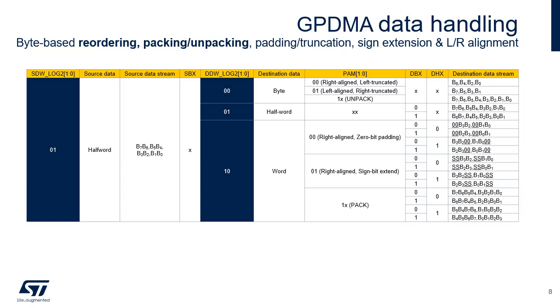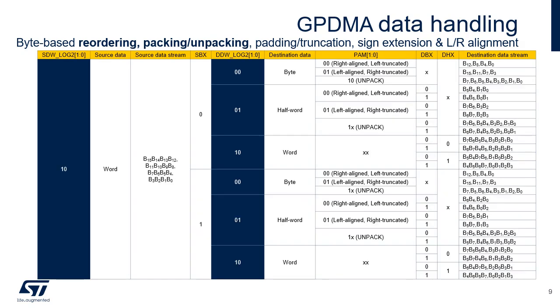The table lists the possible data handling from the source to the destination when the source data width is a 16-bit half-word. The table lists the possible data handling from the source to the destination when the source data width is a 32-bit word. If SBX is equal to 1 and if source data width is a word, the 2 bytes of the unaligned half-word at the middle of each source data word are exchanged. For instance, bytes 7654 become bytes 7564.